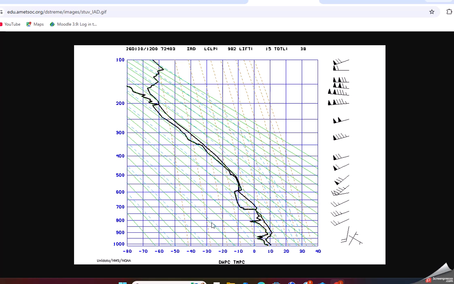So now you should be able to, if I told you I want to know the temperature at 500 millibars and I gave you a sounding, you go up here to 500 millibars, go across. Right there is your temperature. Look down, approximately about minus 13.